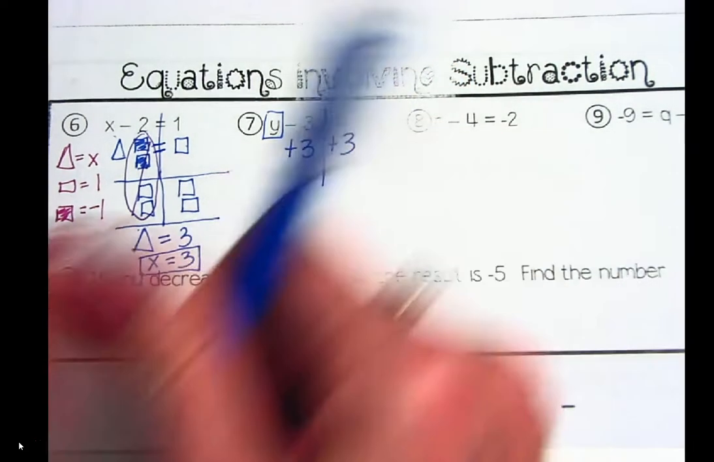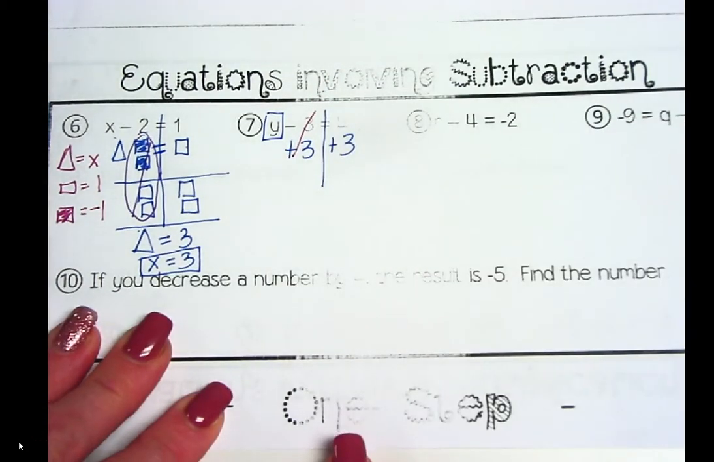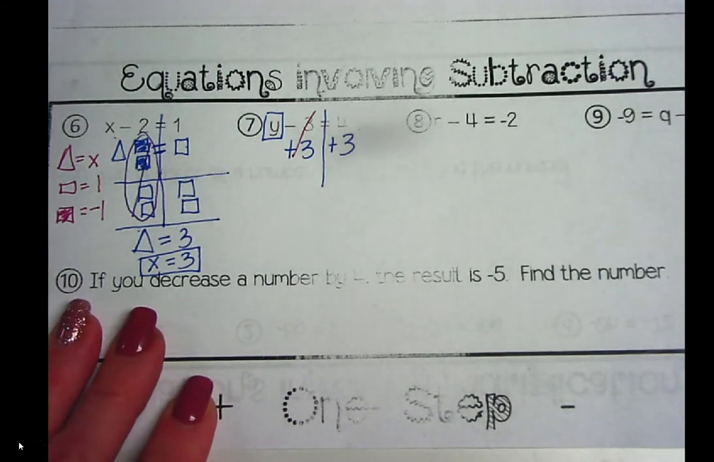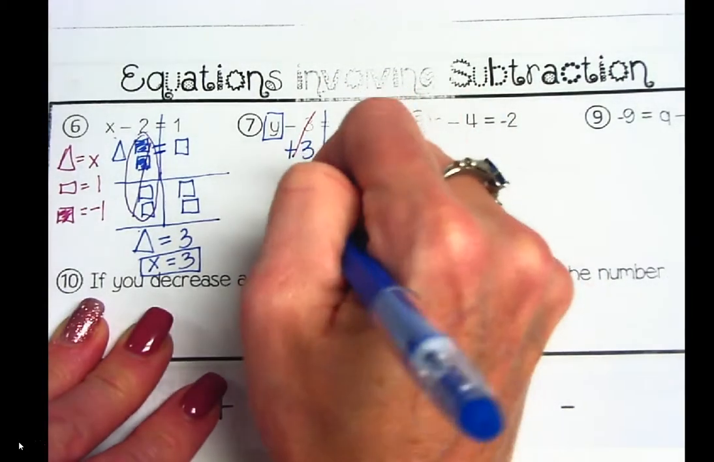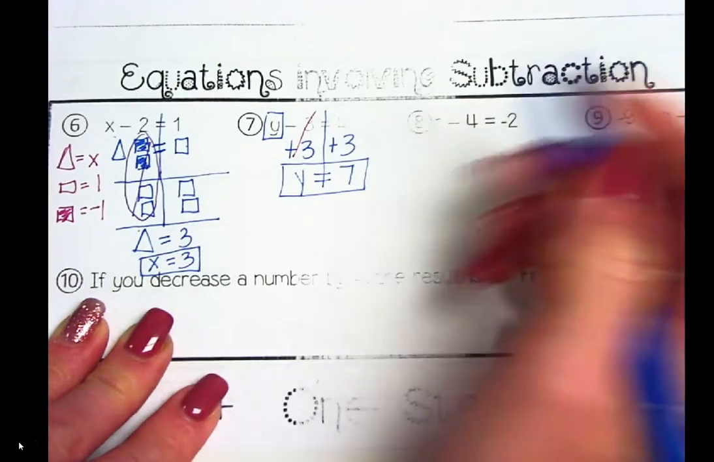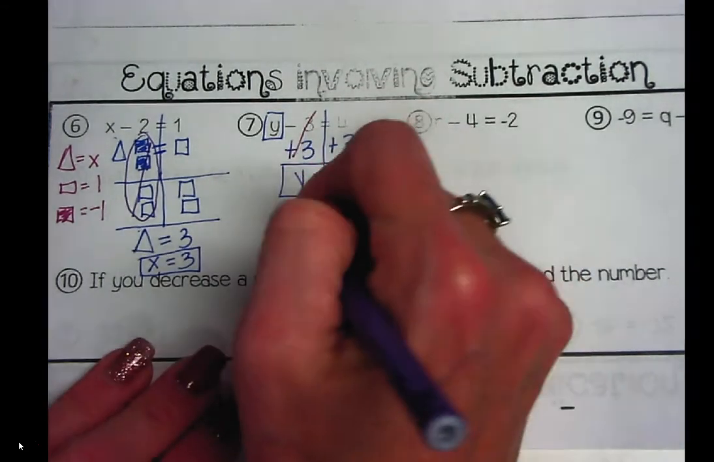What happens over here, this is going to cancel out. This is called the additive inverse property, where whatever positive you add to the same number of negatives, they cancel out. And so then I've isolated my variable. I have y is equal to 7. Okay, that's a one-step equation involving subtraction. And now we're going to do our check.